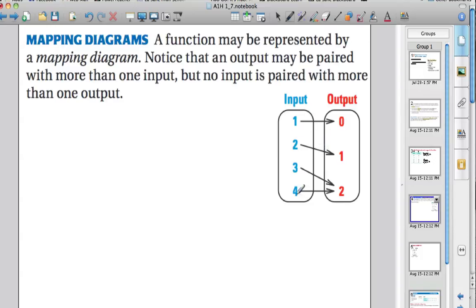And you'll notice that I have 4 inputs, but I have only 3 outputs because 2 of the inputs map to a single output. That's okay. It's okay if the output for 3 is 2 and the output for 4 is 2. That's not a problem. Where it would be a problem would be if 3 had 2 outputs. Then it would not be a function. So no input is paired with more than one output.